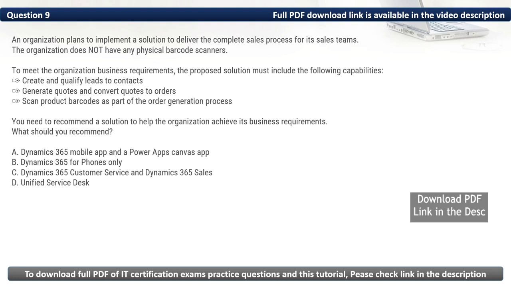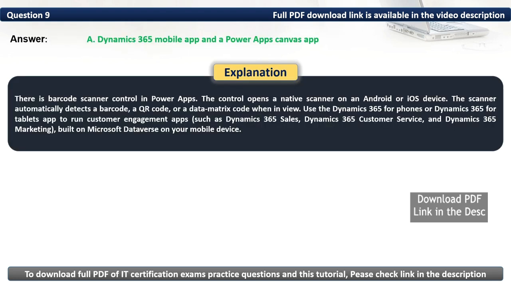Here in this question, in order to fulfill the given requirements, we would recommend Dynamics 365 mobile app and a Power Apps Canvas app. Thus, the correct option is A. There is barcode scanner control in Power Apps. The control opens a native scanner on an Android or iOS device. The scanner automatically detects a barcode, a QR code, or a data matrix code when in view.